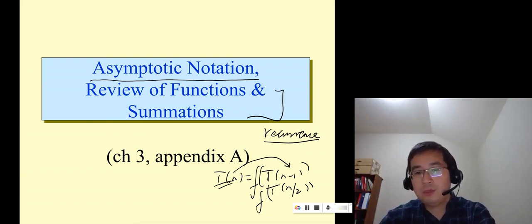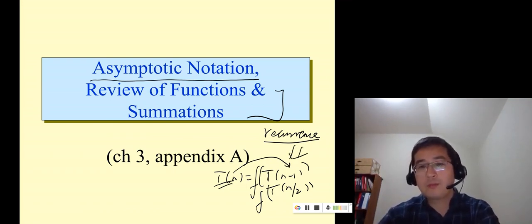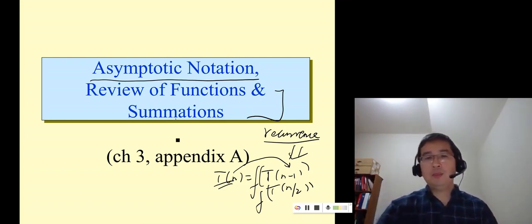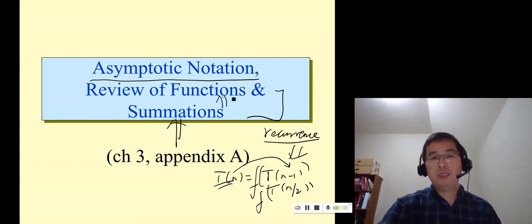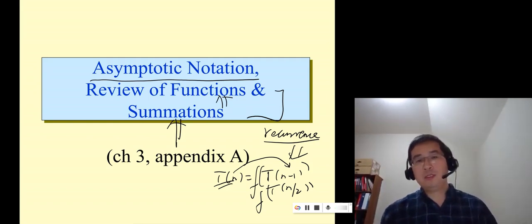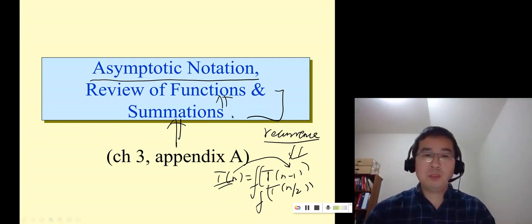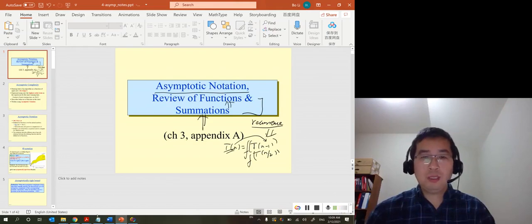So what is the result? We need to solve this. This is the recurrence relationship, and the recurrence relationship usually involves summations and some special functions. So for these things, we want to cover them because they are needed in the complexity analysis. You can go to Appendix A of the book.